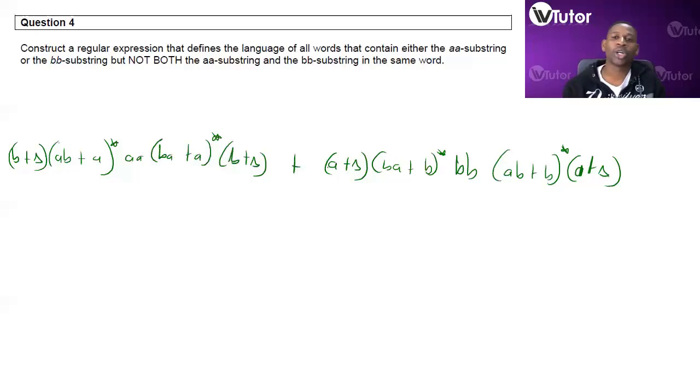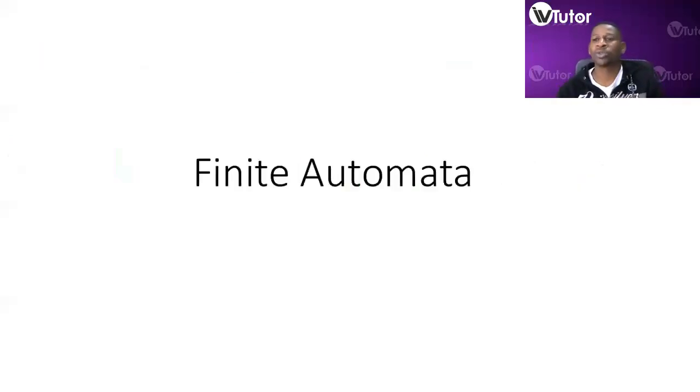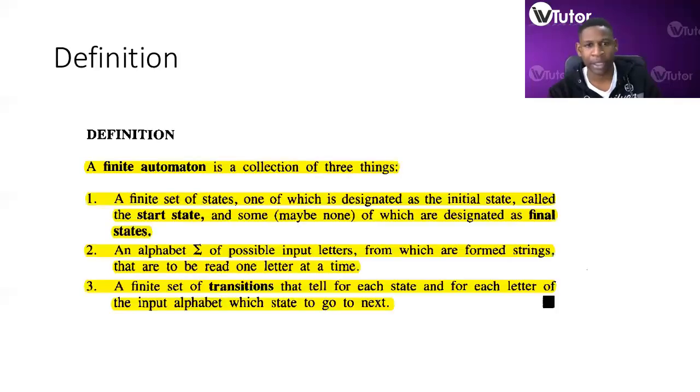All right, now let's go on to the order of the business for today. Today we want to look at what is called the finite automata, right? And the finite automata is the machine that accepts regular expression, and by definition, it is given by three elements, right? So the three elements include, number one, a finite set of states, one of which is designed as the initial state.